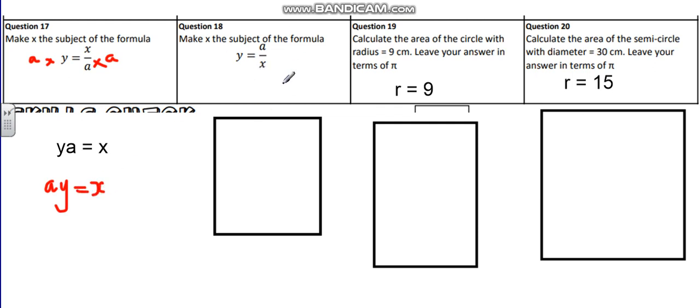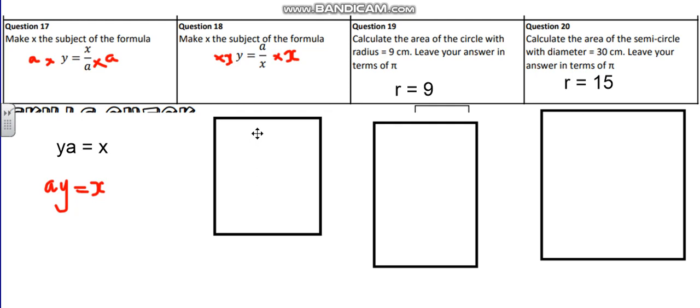This one's slightly different because we want to leave x as the subject of the formula, but x is at the bottom of a fraction and it can't be the subject when it's a denominator. So I need to get that x from being the denominator. So I'm going to start by multiplying both sides by x, because I don't want it as the denominator.